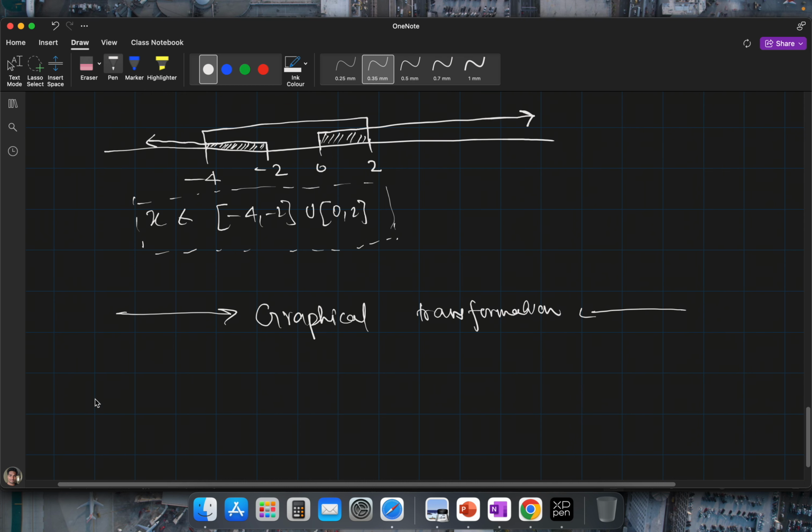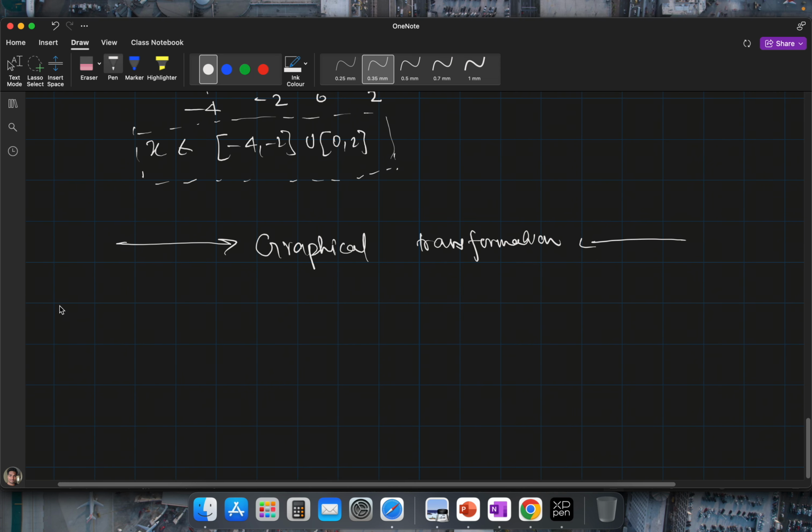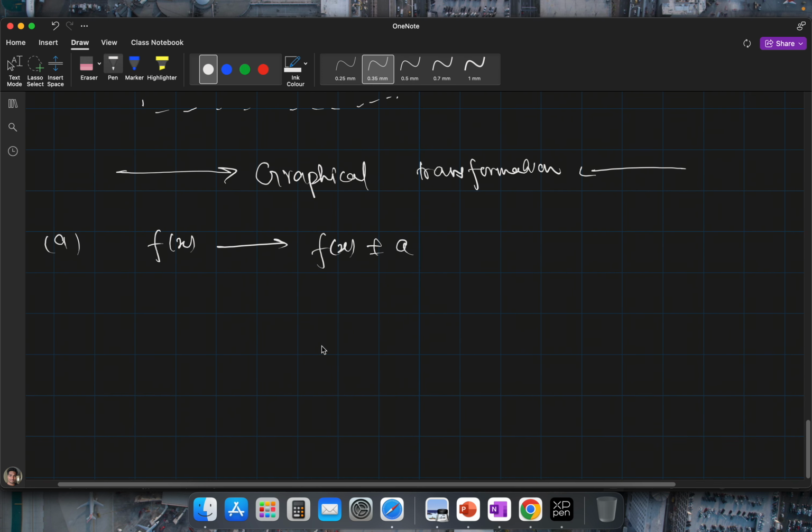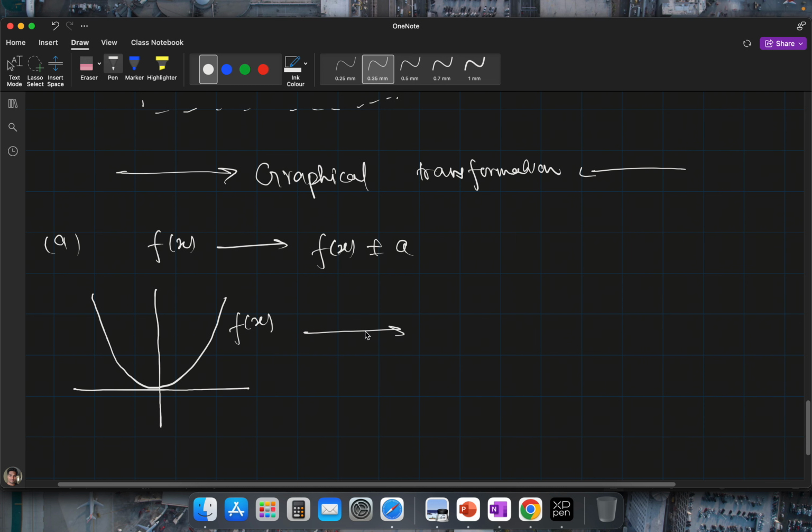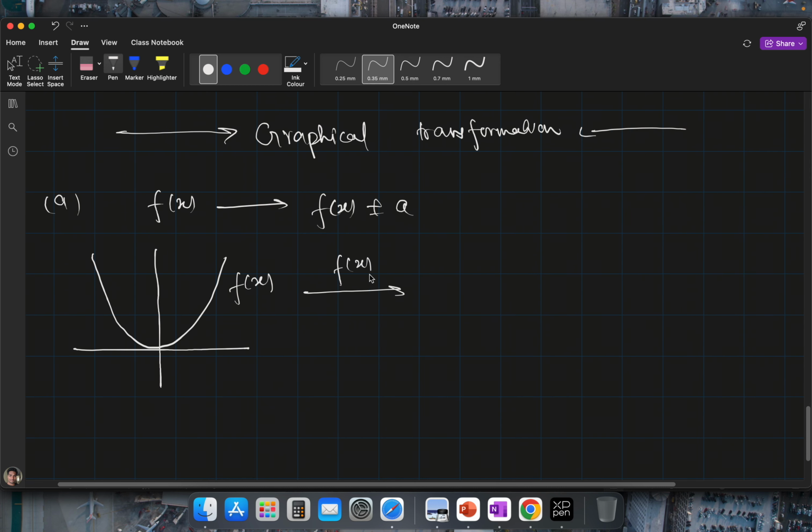Okay, so let's talk about the first case. If I want to change f(x) to f(x) plus or minus a, this is the first graphical transformation. Suppose you have some graph like this, and this is the graph of the function f(x). Now based on this I want to draw the graph of f(x) plus or minus a, where a is a positive number.